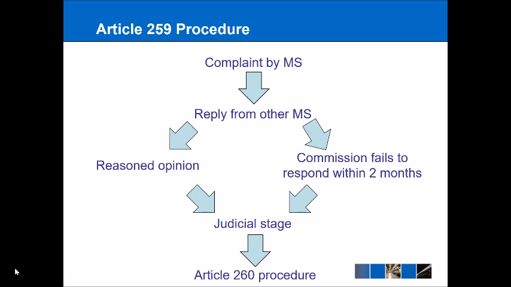So we can see the Article 259 procedure. It begins with the complaint by the member state, and then there is the reply from the other member state. So it's quite similar in the sense that in Article 258 it would be the Commission who brings the original complaint. Instead, we have a member state here. So one member state complains about another one, the defending member state gets a reply, and then the Commission does come in at this stage potentially and can either issue a reasoned opinion, or if it doesn't issue a reasoned opinion, then the case can continue anyway.